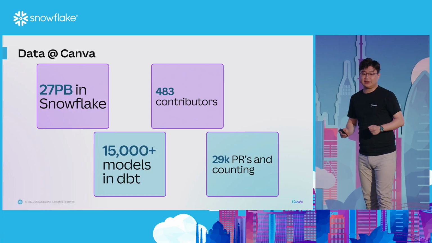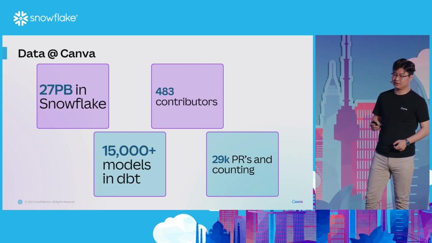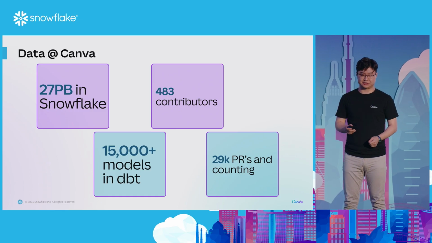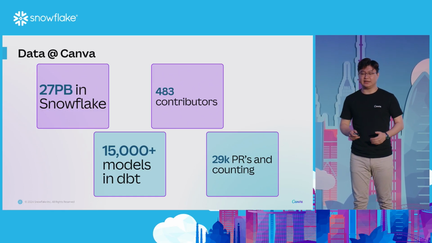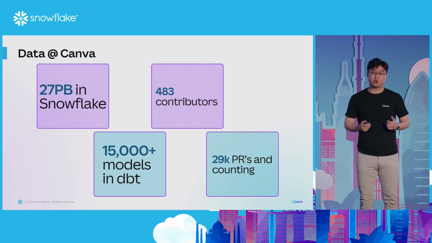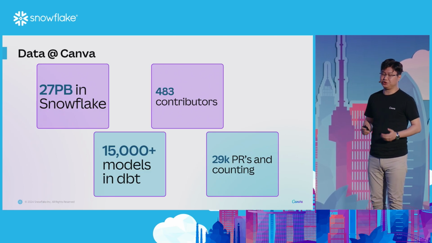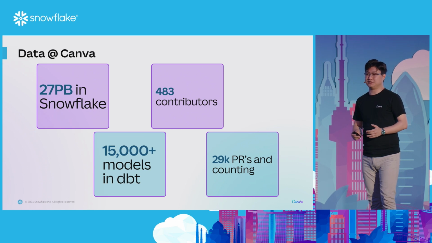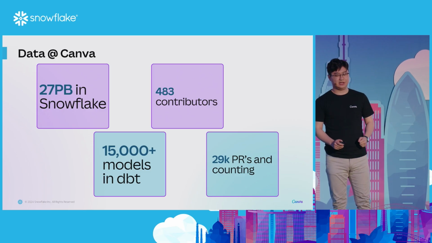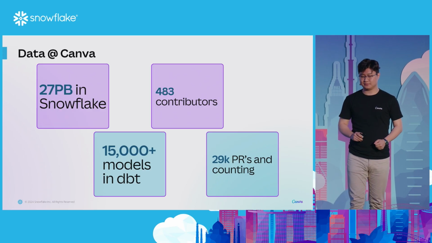That being said, I think it's more important to talk about the scale of data that we work with at Canva. We currently host at least 27 petabytes worth of data on Snowflake alone, which is growing at an exponential rate. To kind of give a comparison, this number was only 20 petabytes 3 months ago. We have 483 contributors in our data warehouse code repository, looking after more than 15,000 dbt models over more than 29,000 pull requests. In short, there's a lot of data we need to manage.